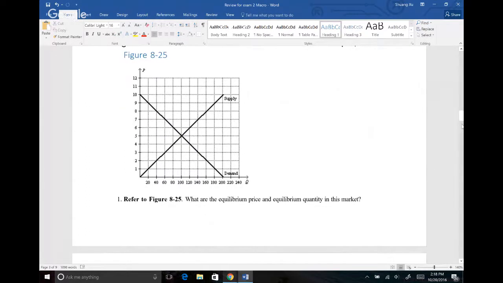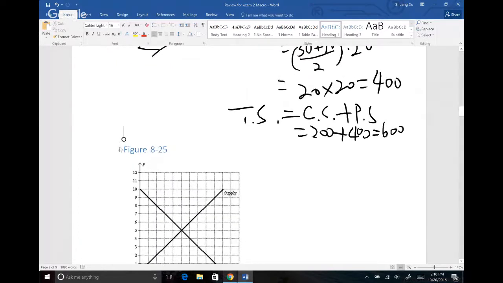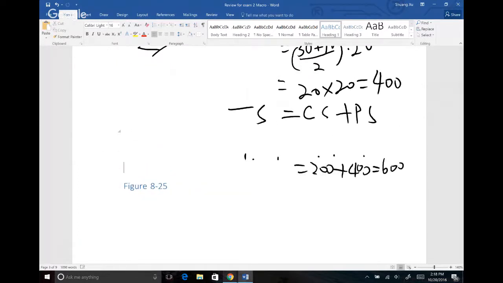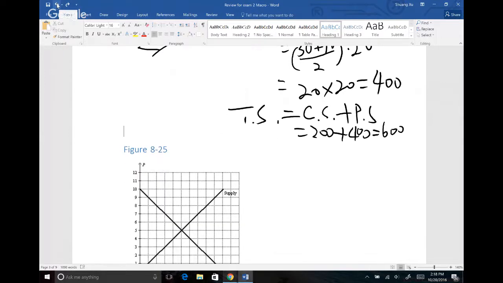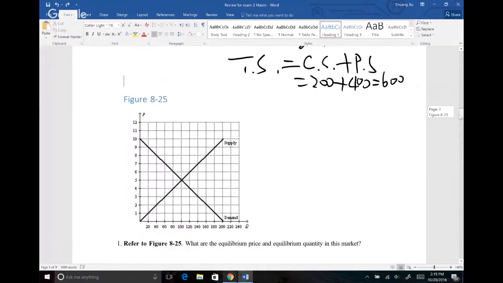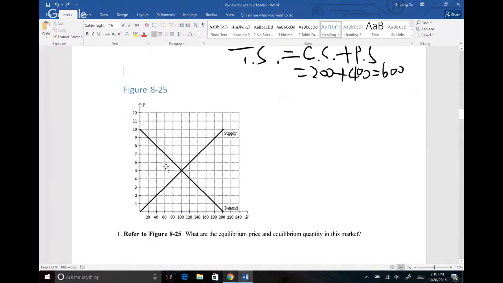And then next, let's look at chapter 8. Chapter 8 is on taxes, so taxation. We'll have this graph again, and the first part is pretty easy. What is the equilibrium price and quantity? Again, looking for the intersection. So this intersection is our equilibrium price, which is $5, and our equilibrium quantity, which is 100.